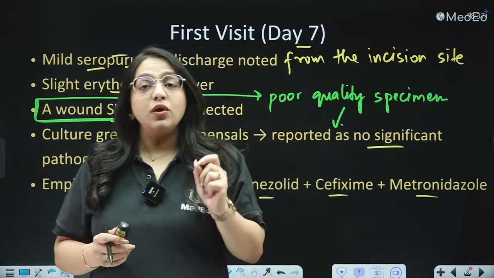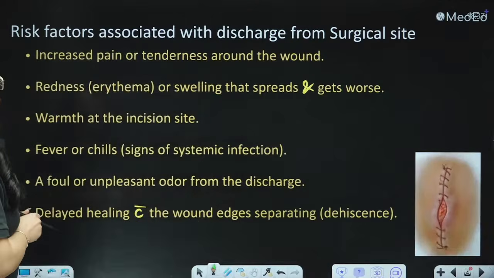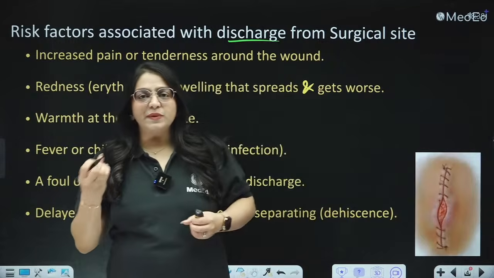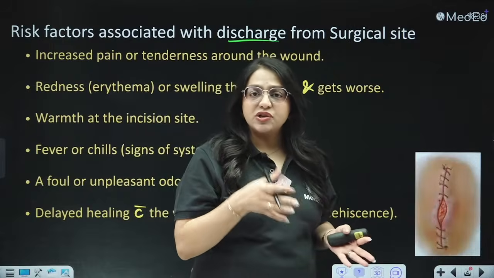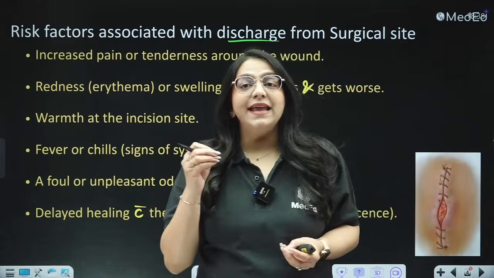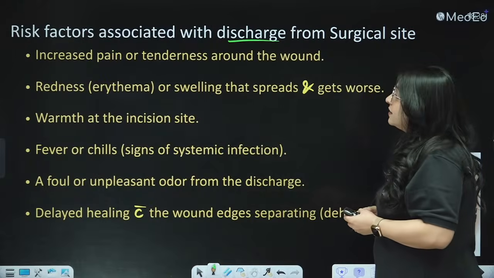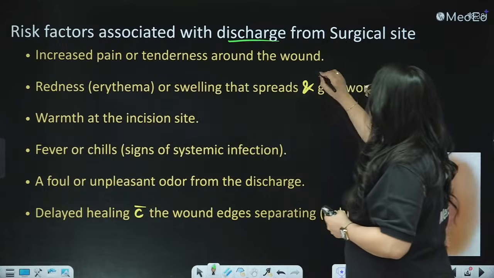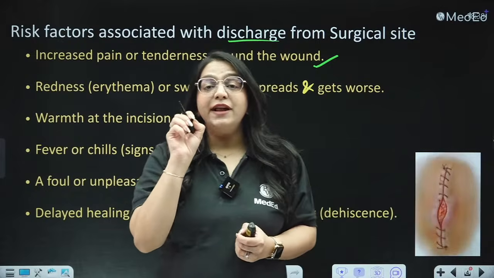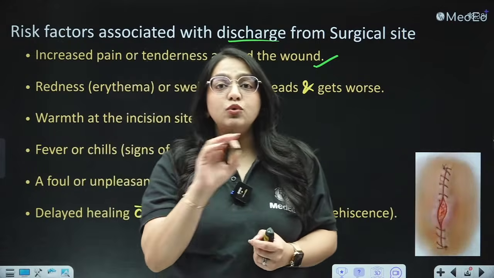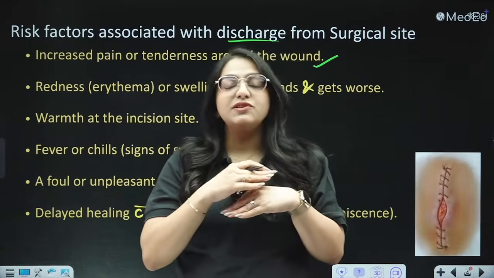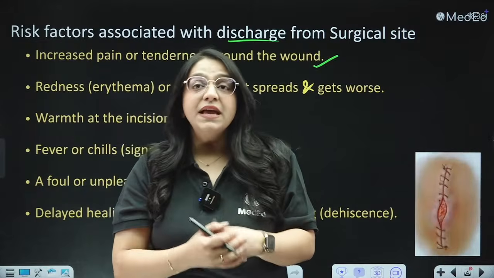Before that, let's look at all the key risk factors which could have been there. Key factors associated with discharge from a surgical site. So whenever you have such a patient after surgery who's having any kind of a discharge, either purulent, which is pus forming, or serous, what are the risk factors that can happen in such patients, right? So increased pain or tenderness around the wound, okay? So this can give you a sign that probably there is some kind of an infection at the site. Even if you see no pus discharge, even if there is redness and there is pain and tenderness around the site, which should have healed on its own by the time, increased.